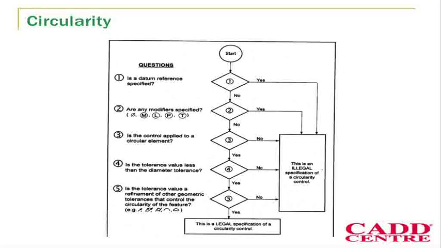The next check is that the tolerance value for a circularity condition should be less than that of the diameter tolerance. If the condition is true, then go for the next check, else you can terminate at this point. Then the next check is whether it is a refinement of an existing control. If it is so, then you are giving a legal specification for circularity control, else it's not applicable.